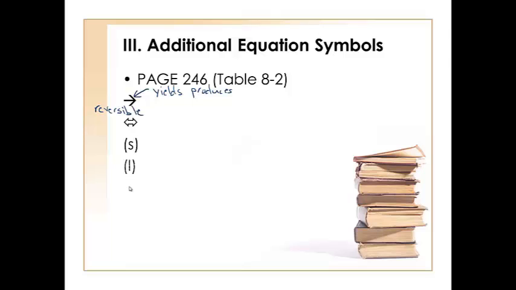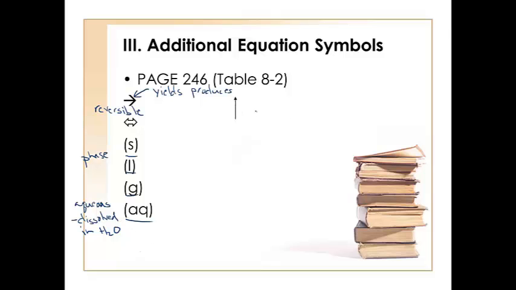S, L, G, these are all phases, solid, liquid, and gas, that are written after the substance. AQ, you guys have seen this one before. This means aqueous. And aqueous does not mean it's an acid. Remember, aqueous means it is dissolved in water. That's all it means. So basically you have a solution.